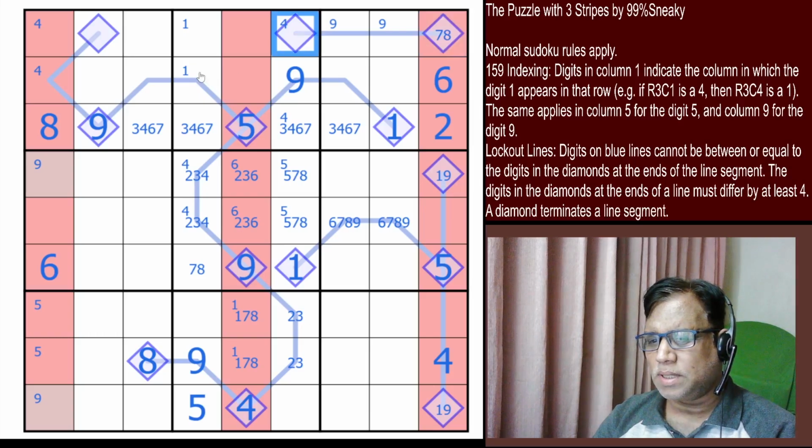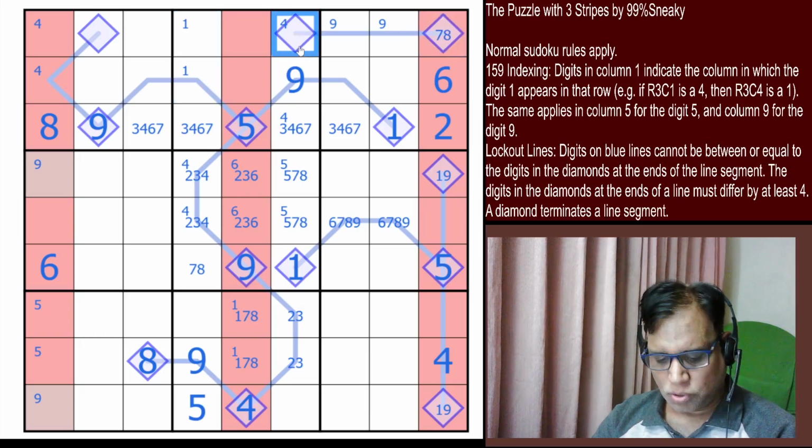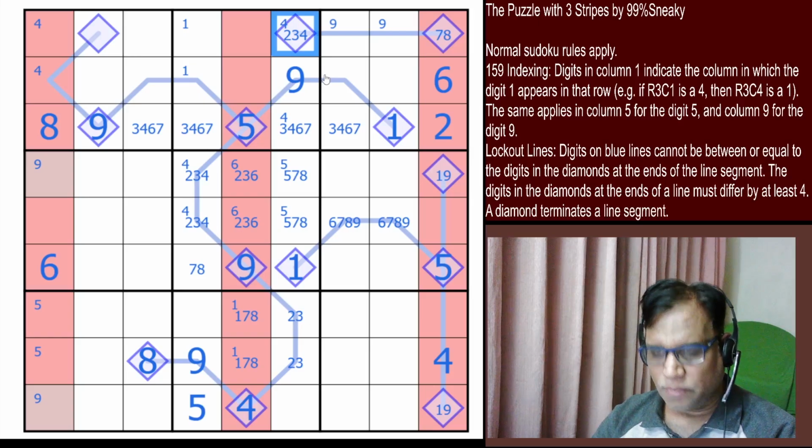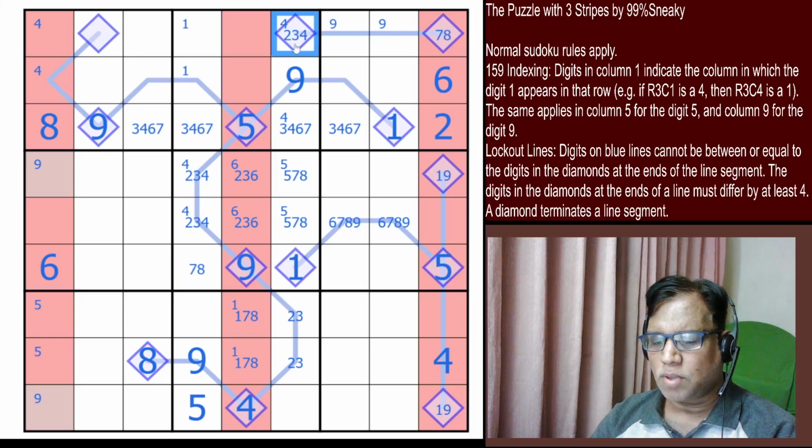This should be a low digit, right? But it's not 1. It should be between 2, 3, 4, right? And 5 is not there. 8 and 5 is also not there. So this should be... oh, 2, 3 is gone. So that has to be 4, right? Just by Sudoku.